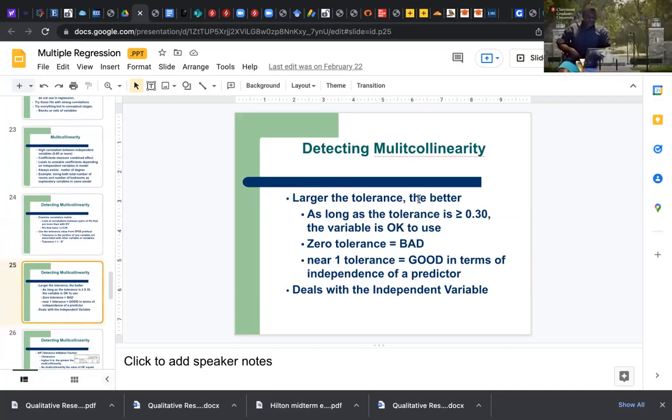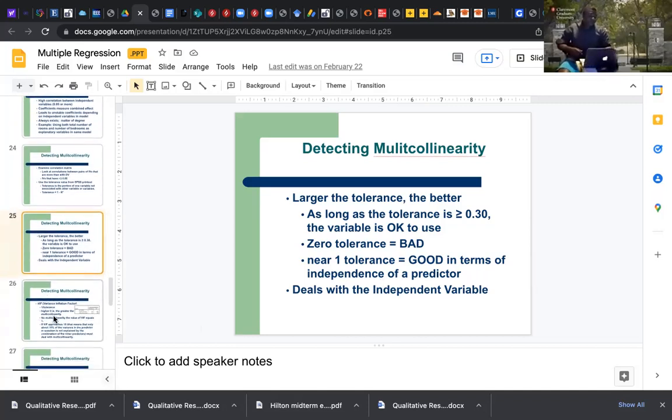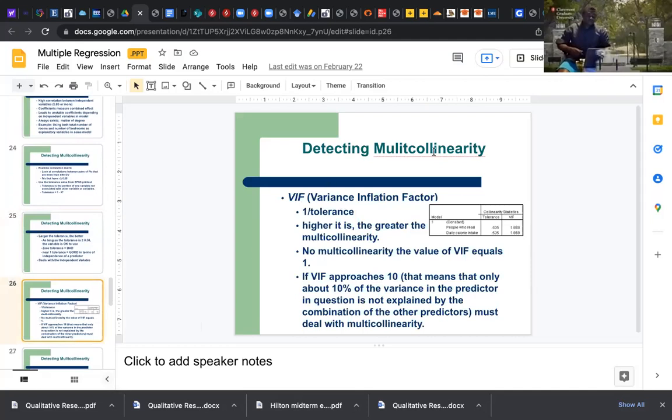For detecting multicollinearity, a larger tolerance is better. As long as the tolerance is greater than 0.30, the variable is okay to use. Zero tolerance is bad; tolerance near 1 is good in terms of independence of the predictors. This deals with independent variables, so multicollinearity is about the independent variables and not the dependent variable. This is in SPSS, so look at the VIF here.